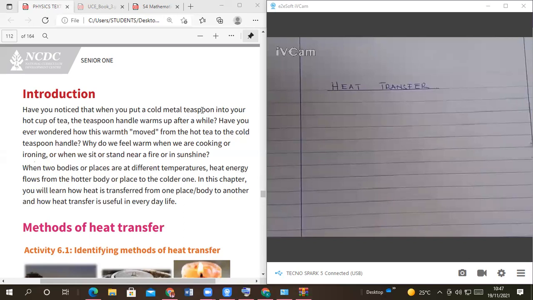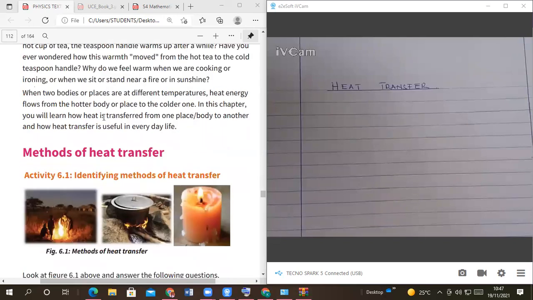When you stand near fire, some of you like standing near fire. When you go camping, they bring firewood and burn it. They put a heap of firewood and start burning it, and you want to surround that fire because it gives you some warmth. Do you know how the heat is transferred from the burning firewood to your body? Or how it is transferred from the sun to your body? All that is what we are going to cover, and this should help you to understand.